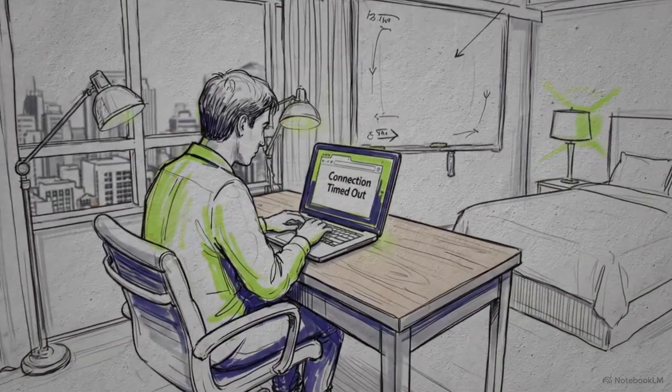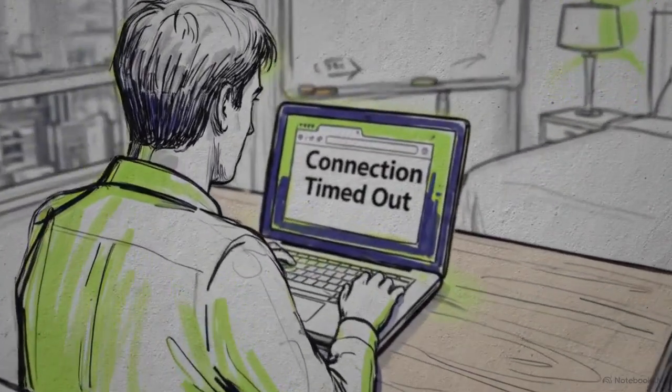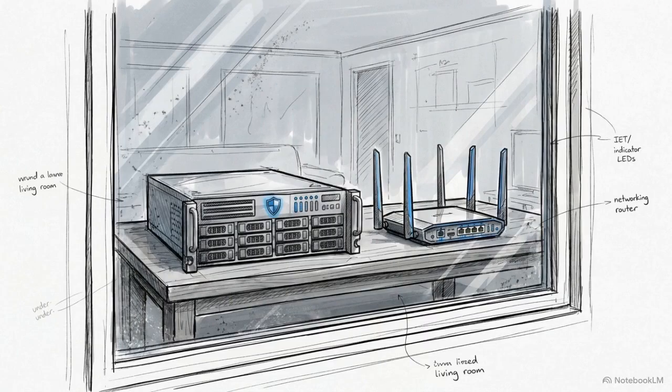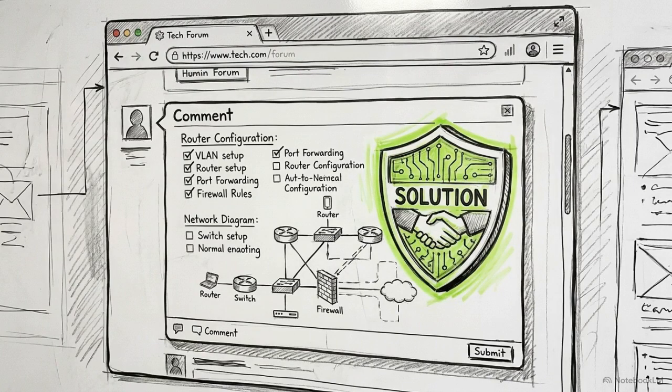You're away from home, you want to stream a movie from your own server, and you're blocked. You can't reach your media, because your home network is by design closed to the outside world. The most common advice you'll find online to solve this is to log into your router and forward a port.